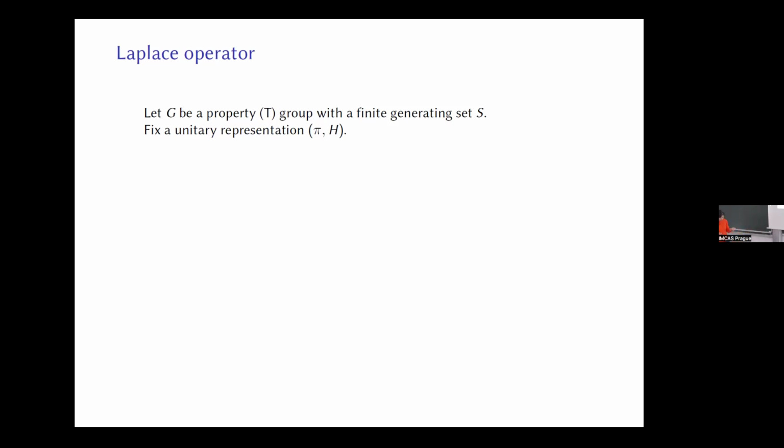So we start with a property T group. We know that property T groups are finitely generated. So there is a finite generating set, S, coming through the definition, basically, or construction of property T. We fix our unitary representation, pi.